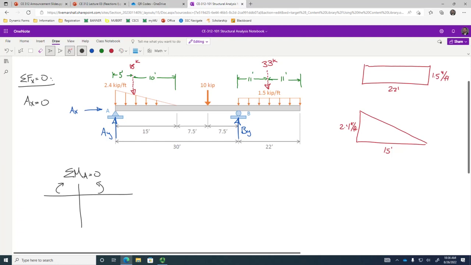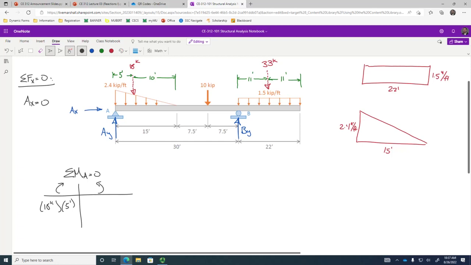There are two ways of going about this. You could write it like this, or, if you wanted to do it all at once, you could say 1/2 times 15 feet times 2.4 kips per foot, and then 1/3 of 15 feet. There's so much there. Just use the picture, figure it out, and it makes it a lot easier when you're solving reactions. In statics, I probably would have made you do it the other way because we're learning the concept. Now, let's keep it simple.